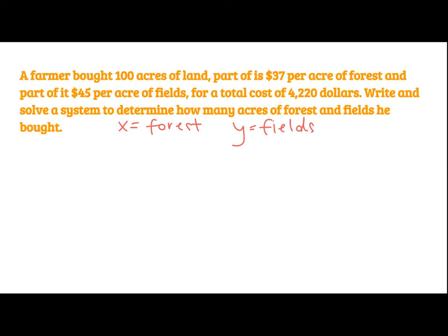Then from that we have to look at our two conditions. We know that there's a total of 100 acres of land, and that's made from a combination of forest and fields, so the two of them together add up to 100. Then our other condition is that we know the total amount that was spent. So $37 per acre of forest plus $45 per acre of fields equals 4,220.